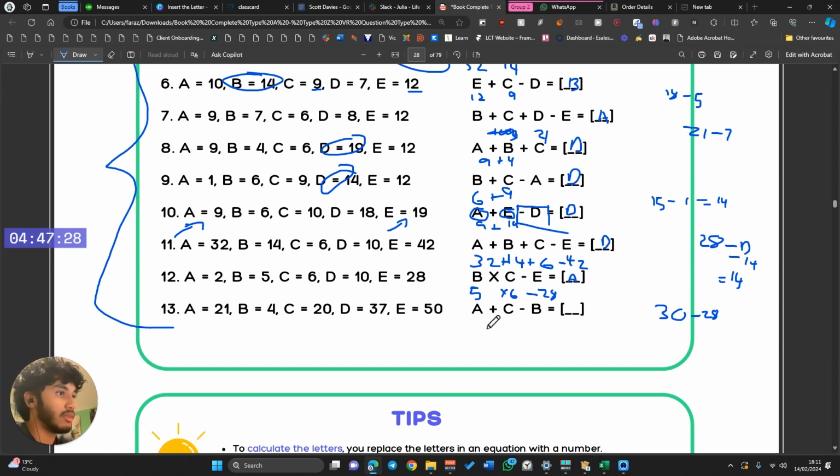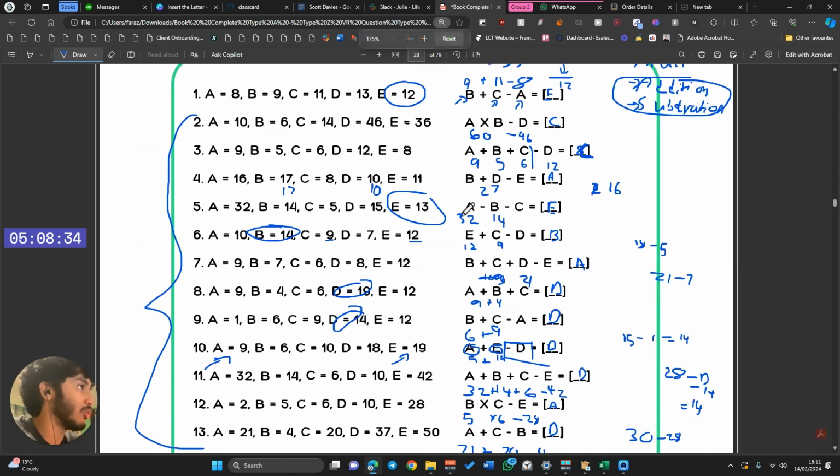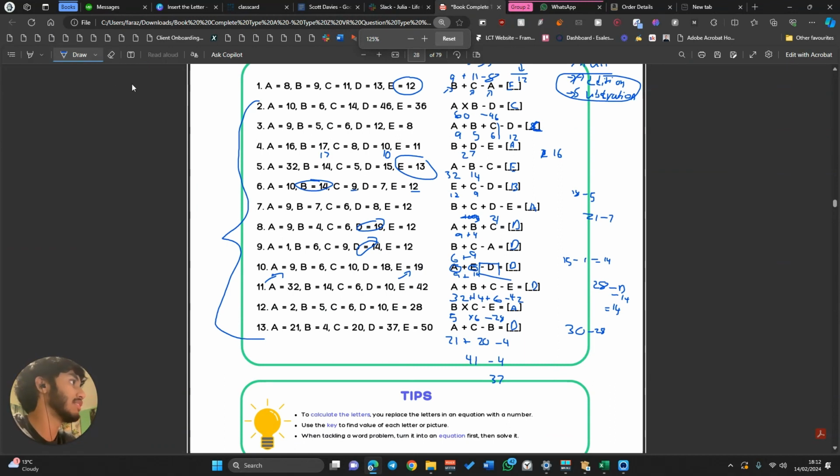So final one, and I think we're in the time. 21 plus C, which is 20, minus 4. There you go. Let's just figure that out. That's going to give you 41 minus 4. And if you figure that out, you're going to get 37, and that's D. There you go. And that's all of them done within less than 30 seconds per question.